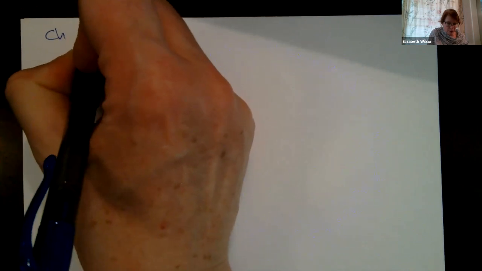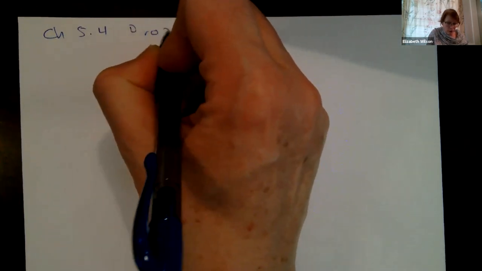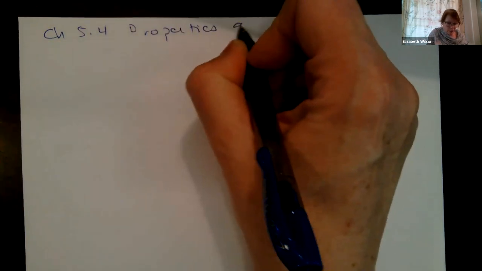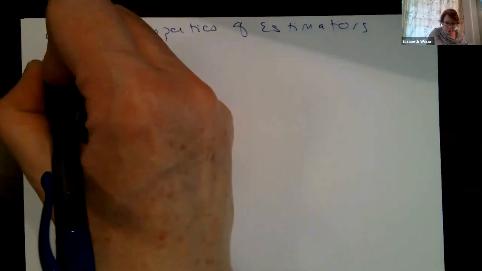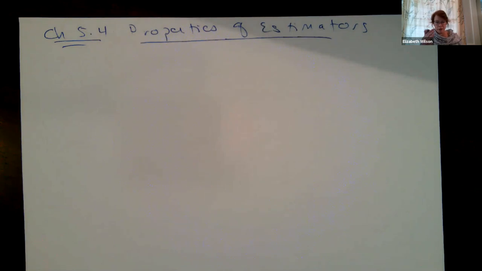Okay, so with that said, let's go ahead and get started on chapter 5.4. Chapter 5.4 is a little bit out of order. We probably should have done this right after we did the whole maximum likelihood estimate, because this is building on that topic. But anyway, we have it here, so we're going to talk about it. Chapter 5.4 is called Properties of Estimators.